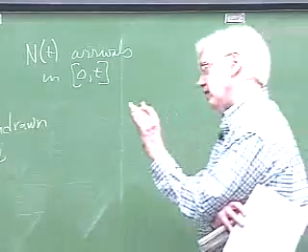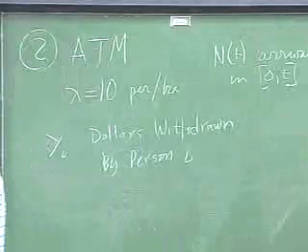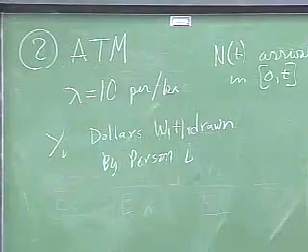Okay, so then what we want to do is look at the mean and variance and distribution of the total number of dollars withdrawn in 8 hours.